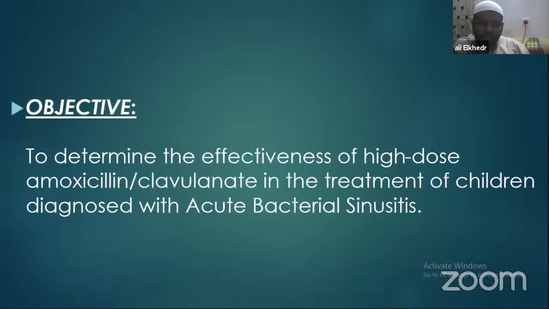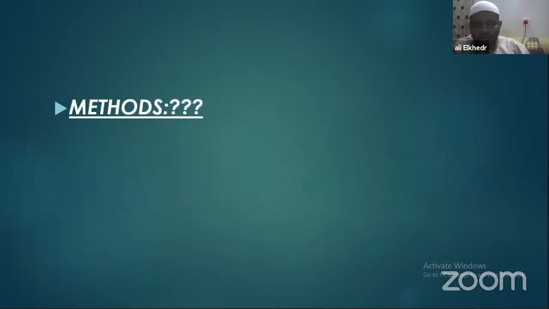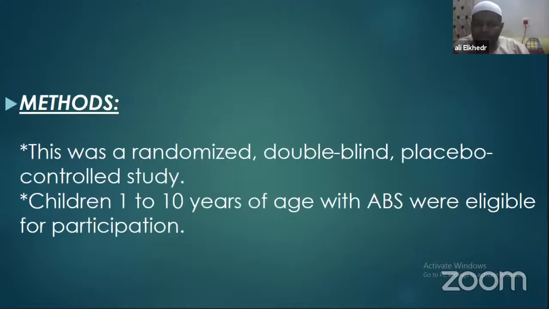The research objective was to determine the effectiveness of high-dose amoxicillin clavulinate in the treatment of children diagnosed with acute bacterial sinusitis. So our objective was to determine whether amoxicillin clavulinate is effective or not in the treatment of acute bacterial sinusitis. The methods were a randomized, double-blinded, placebo-controlled study involving children from 1 year to 10 years old, diagnosed with acute bacterial sinusitis.